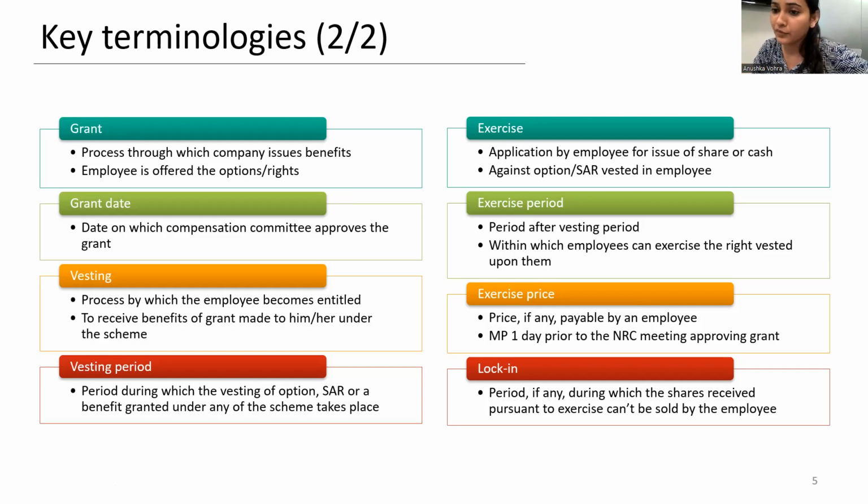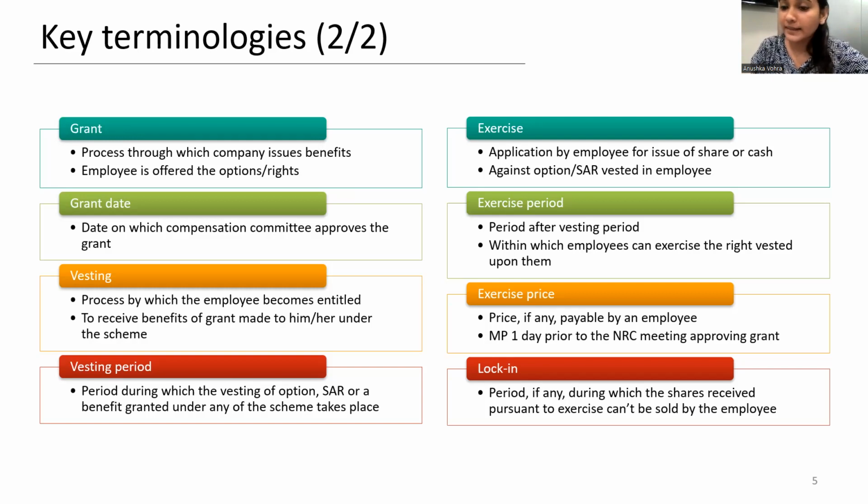And then there's a terminology called lock-in. Lock-in applies when I have exercised. When I have exercised, my stock options have got converted into shares. Now I can sell them. So it is on the company's discretion to give a lock-in period. Say if there's a lock-in period of 1 year, I cannot sell shares until that 1 year period expires. So there's no minimum or maximum lock-in under these provisions. It is on the company's discretion to specify a lock-in period, if any.